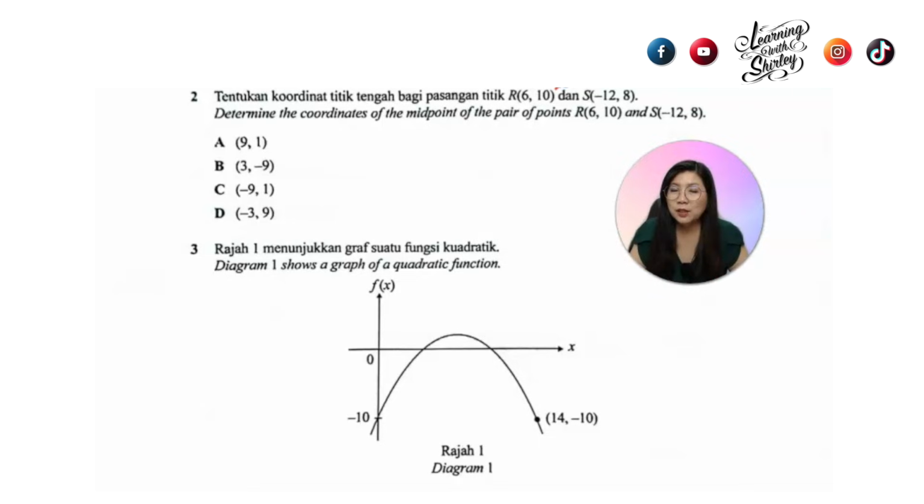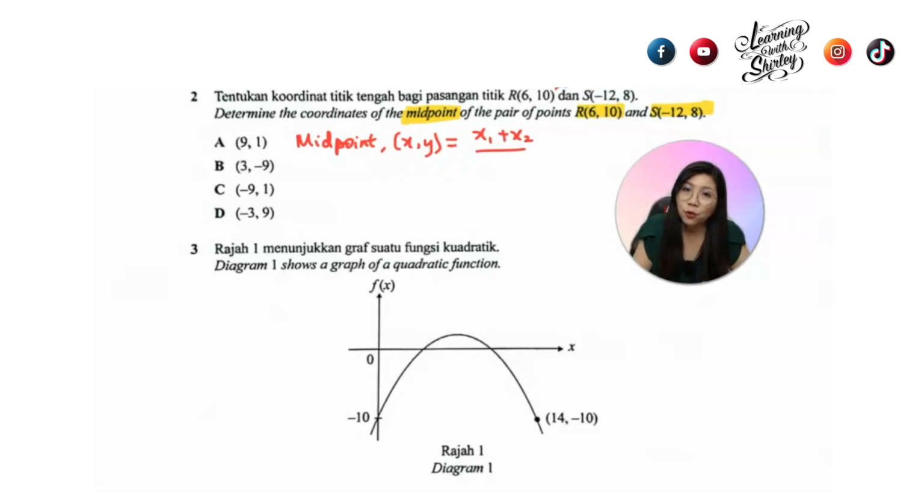Okay, students, let's look at question number 2. This question is testing you on the formula for midpoint. The keyword here is midpoint. For the pair of points R (6, 10) and S (negative 2, 8). This is a very straightforward question for those who know the formula. What's the formula for midpoint? Let's say the midpoint is (x, y), which equals (x1 plus x2 over 2, y1 plus y2 over 2), with a big bracket, because it's a coordinate.